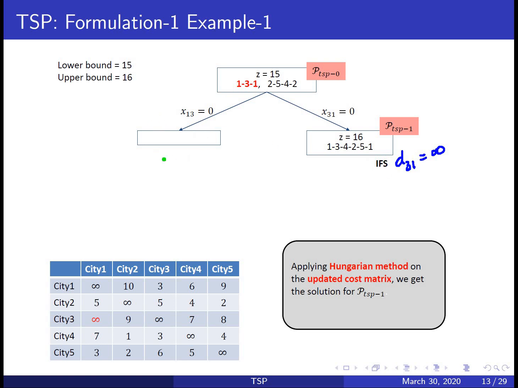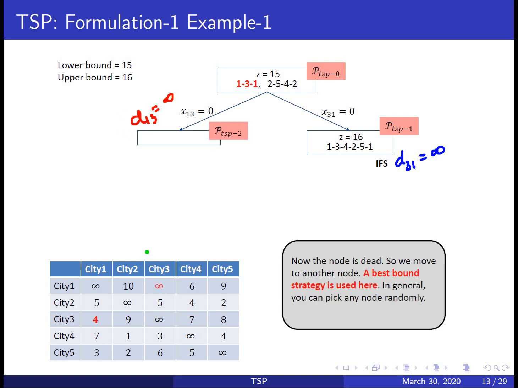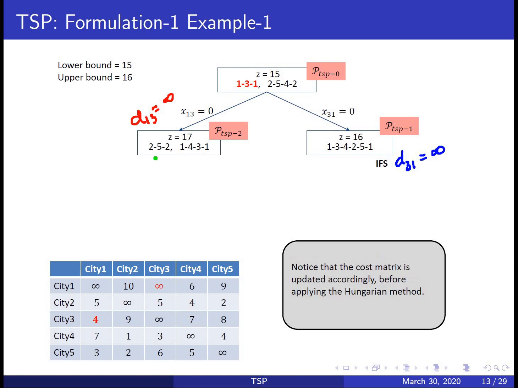Now I have one open node, and at this node I am going to solve the same formulation as PTSP0, except that the distance matrix here will be modified like this. You will have one element which will be changed to infinite. Here is the distance matrix that we used at this node, and when I solve this problem using Hungarian method, this is the solution. Now I have two subtours and the objective function value is 17.